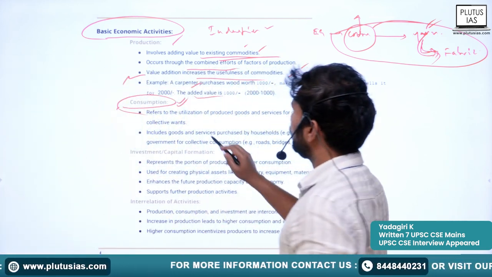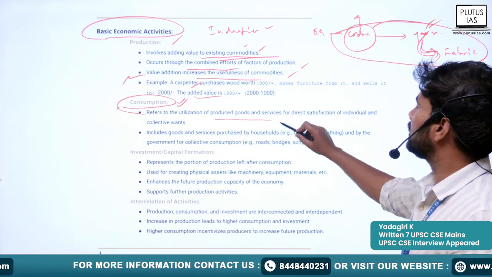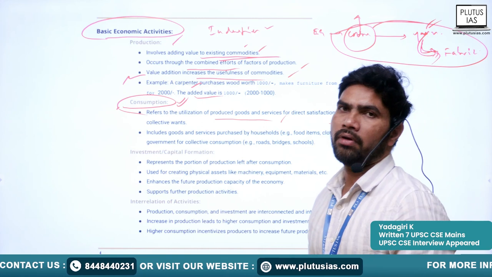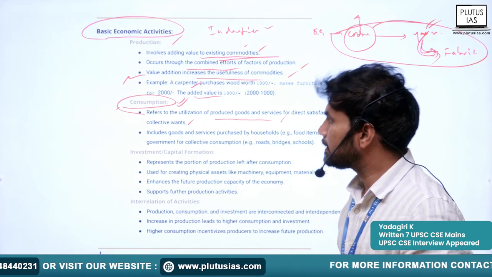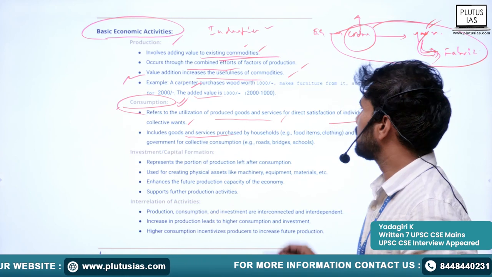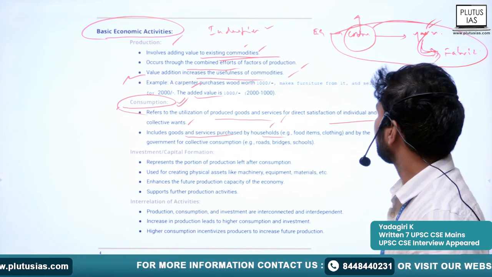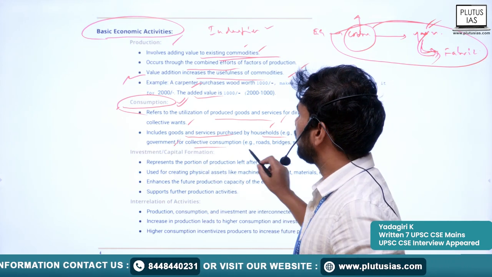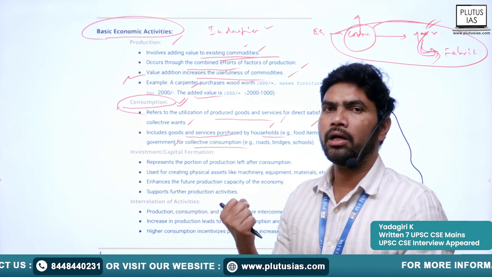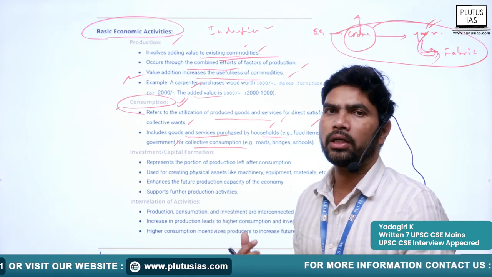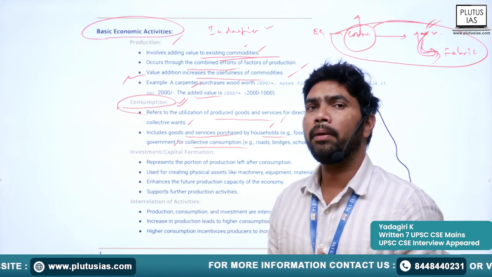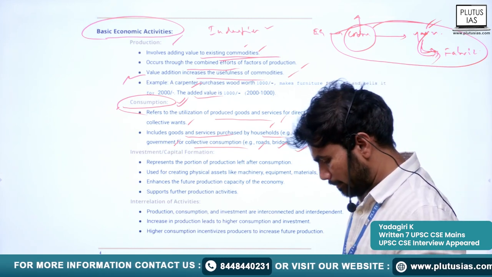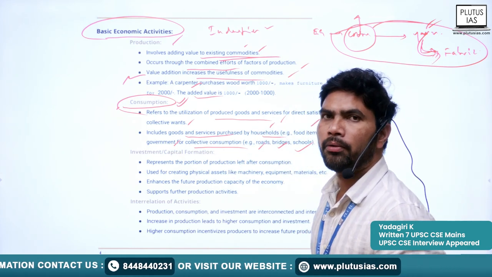Right. It refers to the utilization of produced goods and services for the direct satisfaction of individual and collective wants. So this is the definition of consumption. It includes goods and services purchased by households, for example, food items, clothing, etc., and by the government for collective consumption. So goods will be consumed by individuals and also by the government for the collective consumption of the people. Examples are roads, bridges, schools, etc. Right. This is the second important activity.